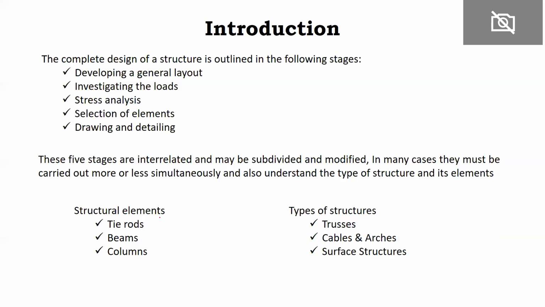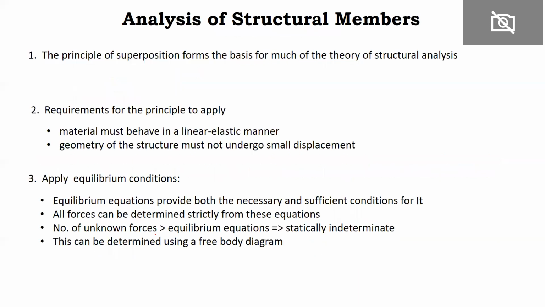The structural elements consist of tie rods, beams, columns, and trusses, cables, arches, and surface structures. So these are the types of structures and structural elements. We should be familiar with them.